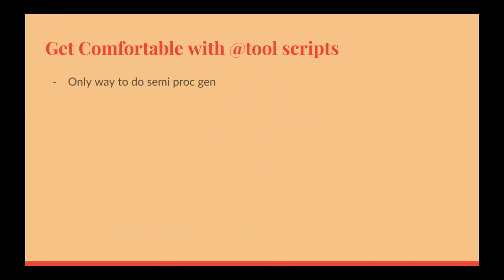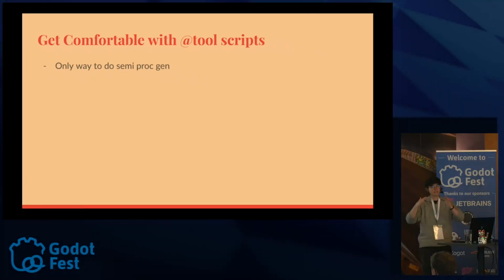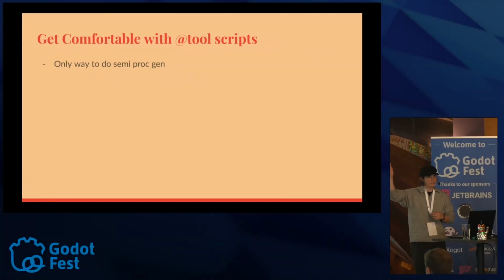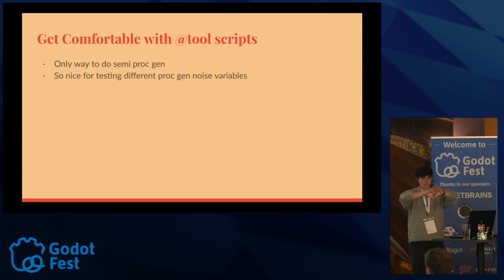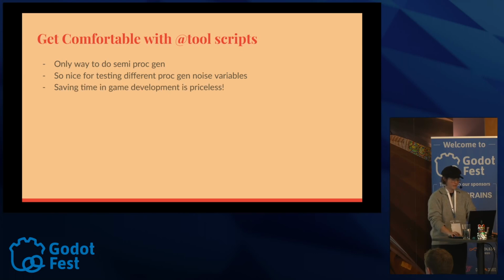This is the only way that you can do semi-procedural generation, because semi-procedural generation is when you procedurally generate it and then you edit it. The way you do that is because tool scripts basically run in the editor. You don't need to run the scene in the game. You run the procedural generation, all the tiles pop up in the editor, and then you can just edit it the way you want. So using tool scripts is the only way to do that. Saving time in development is priceless.